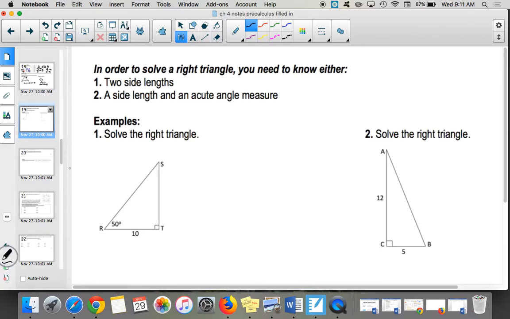So if I have 50 and I have 10 and I want to solve this entire triangle, that means I want to find R, T, S, little r, little t, little s. We're finding 6 different things. If I was teaching geometry, I would make my students write it like this: measure of angle R, measure of angle T. But in pre-calc, if it's a capital letter, I'm going to assume that you guys know that that's an angle measurement, right? Okay, so capital R is 50. Capital T is 90. It's a 90-degree angle.